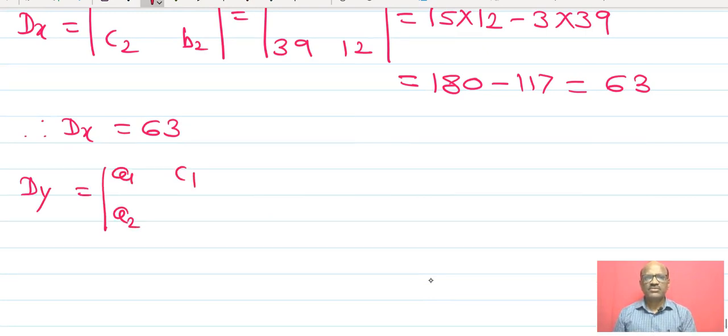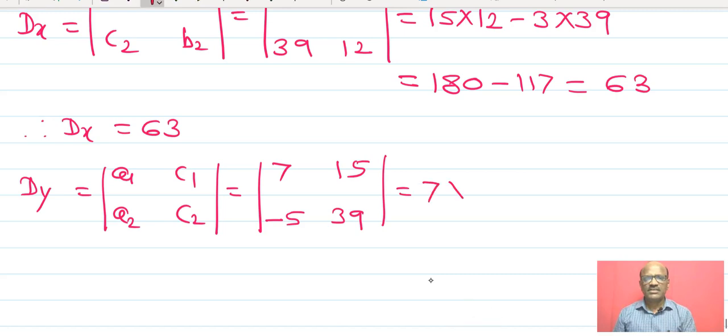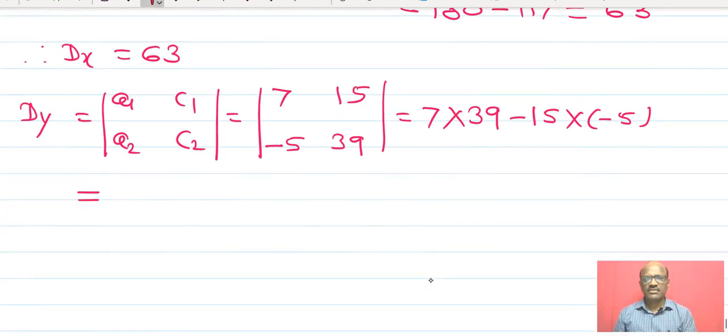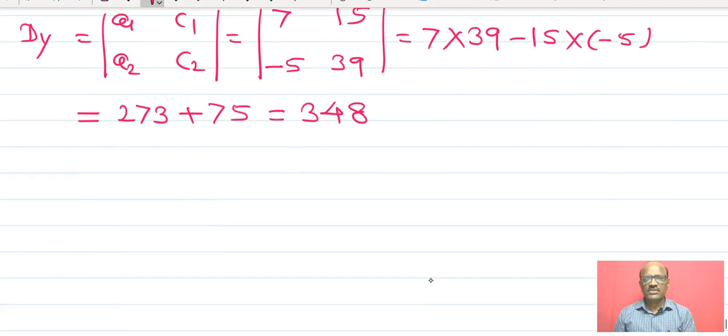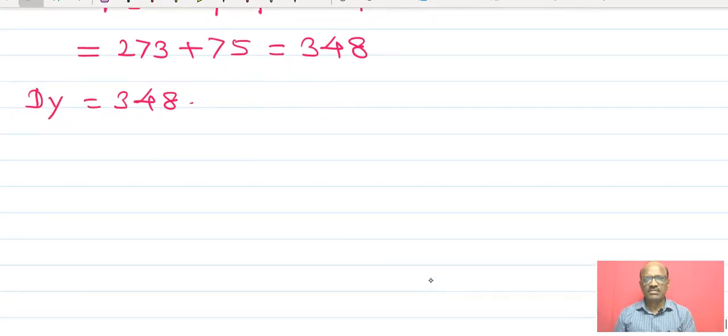D suffix y is equal to A1, C1, A2, C2. That is 7, 15, minus 5, 39. 7 into 39 minus, in bracket, 15 into minus 5. And that's why 273 plus 75, 348. Therefore, D suffix y is equal to 348.